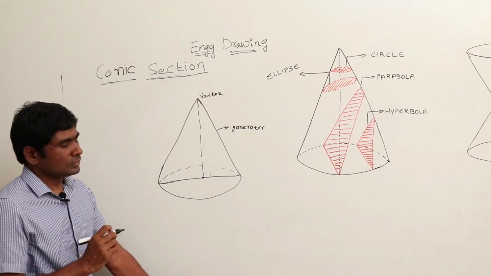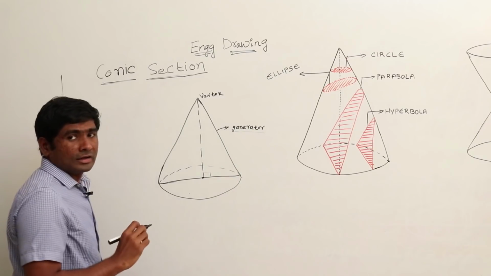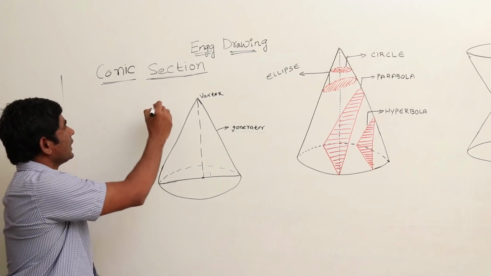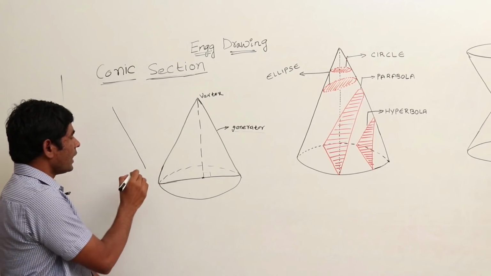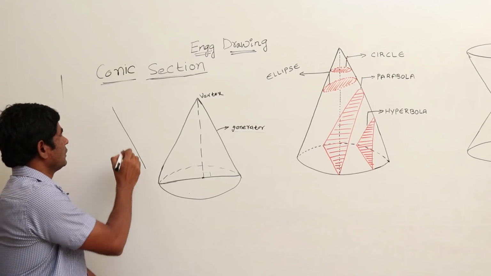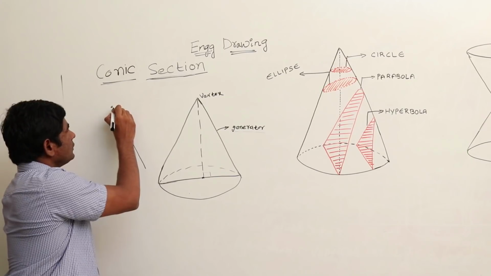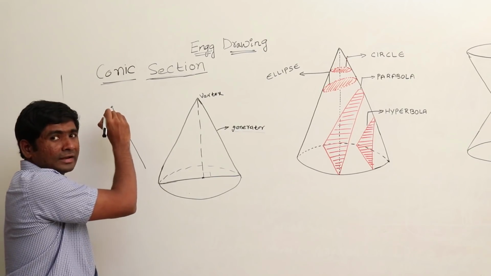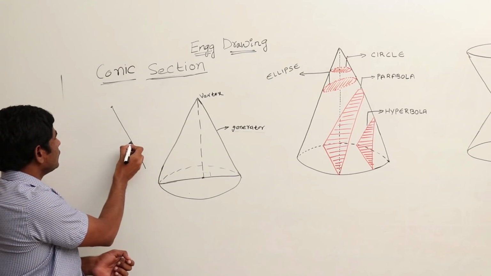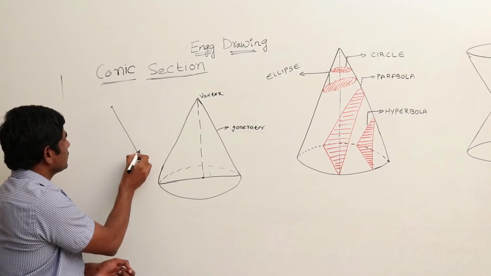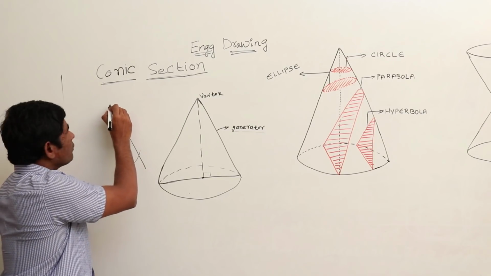So how to generate a cone? As I already explained, we will take a generator. Generator is nothing but a simple line. So here what I take is a simple line like this, and I will rotate this simple line, and while rotating, it always passes through the constant point, that is nothing but a vertex here. So this generator always passes through this point and rotates like this.